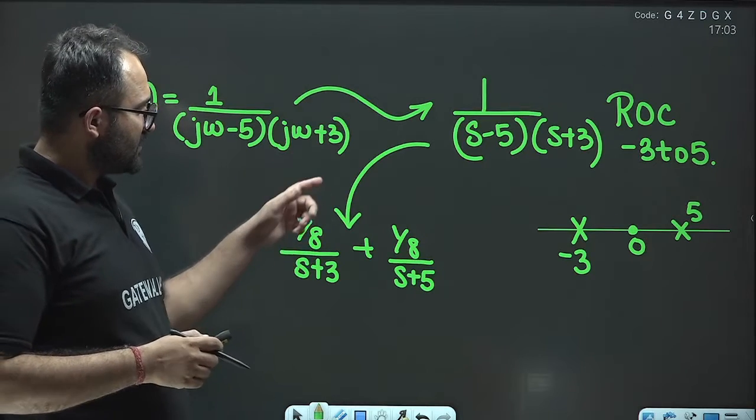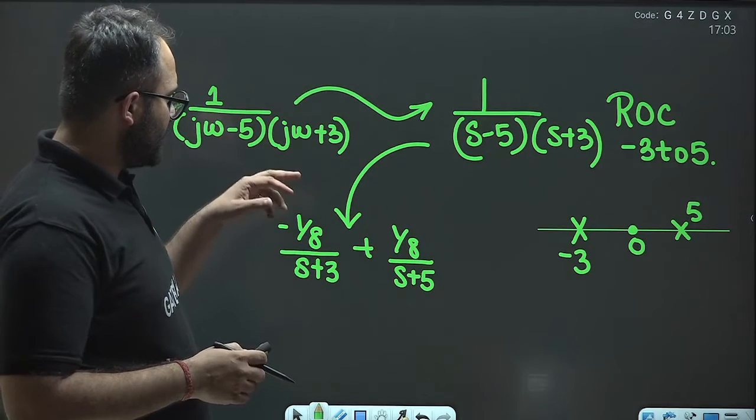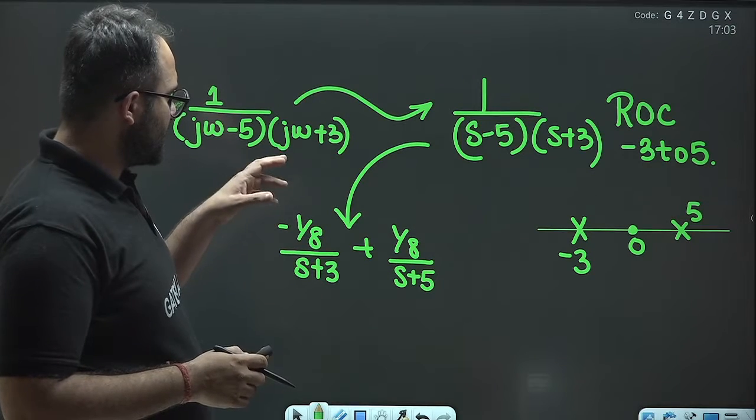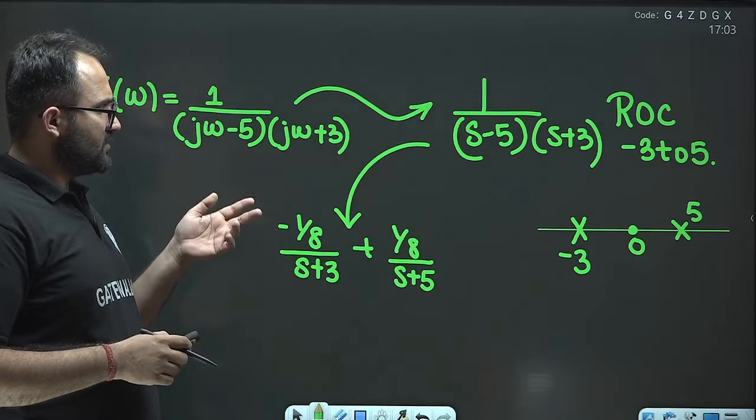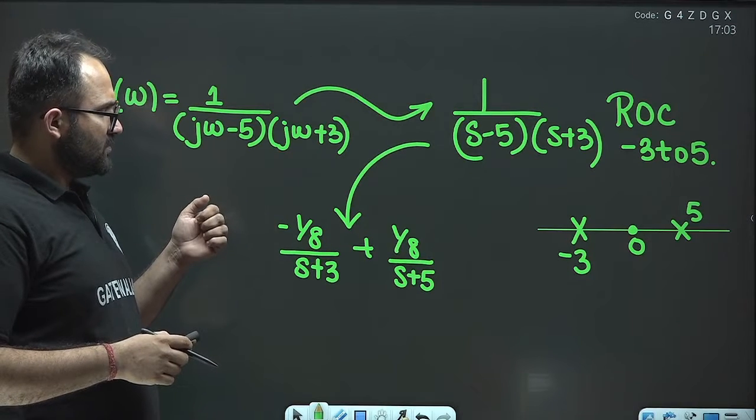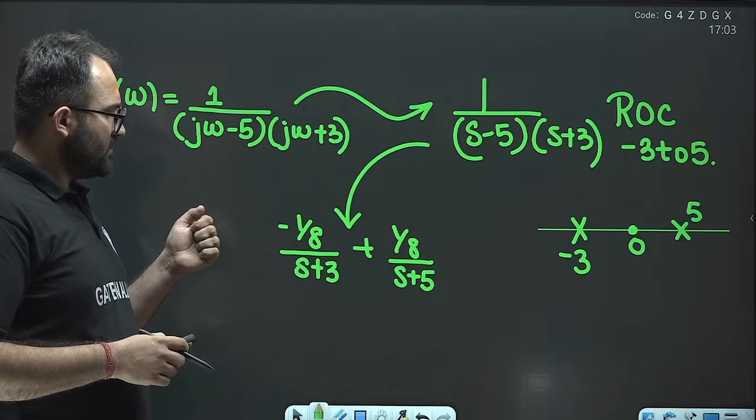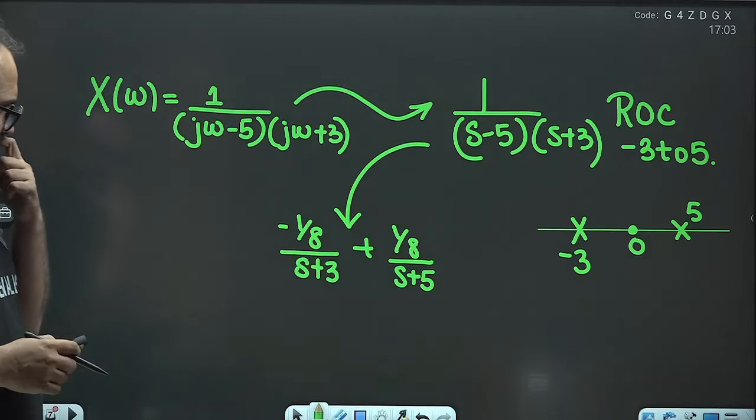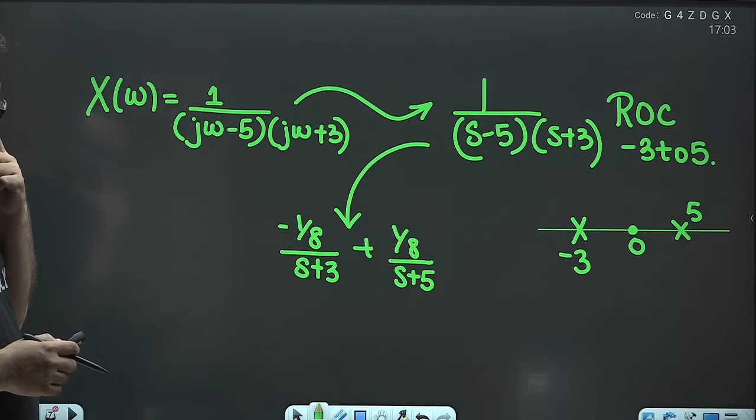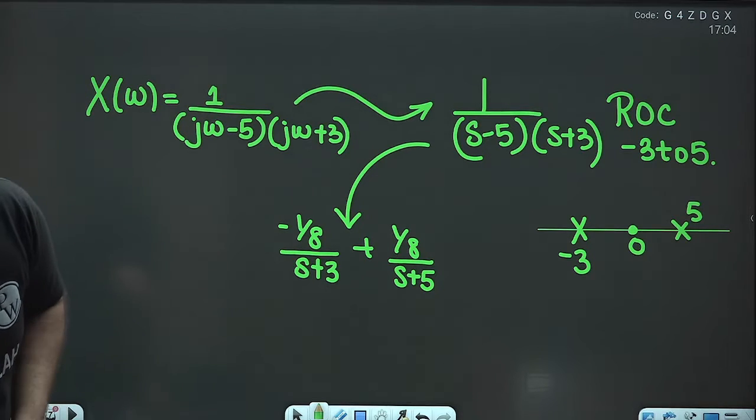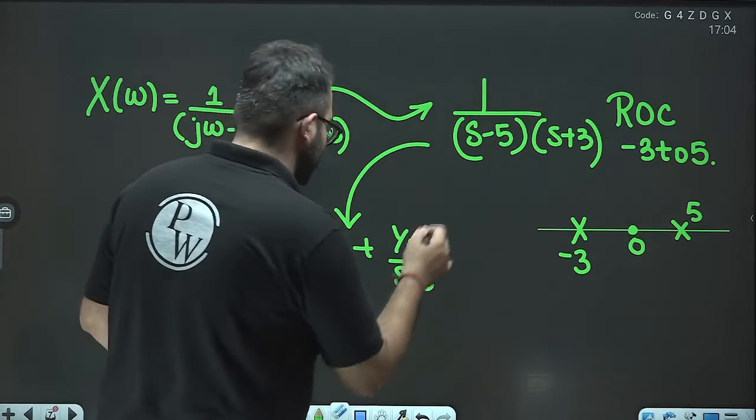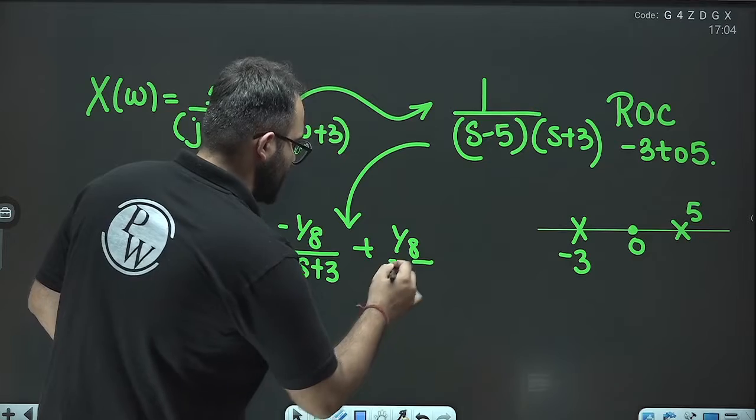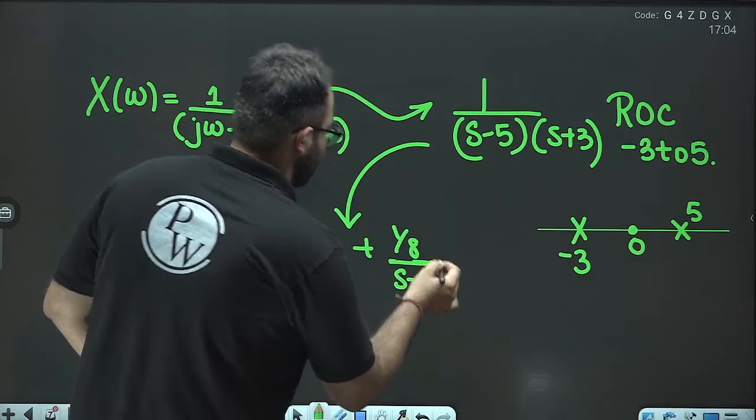Is the partial fraction correct? Yes, it is s minus 5, and 1 by 8 is correct. I have written it wrong here. So it is s minus 5. The partial fraction is correct, everything is fine.